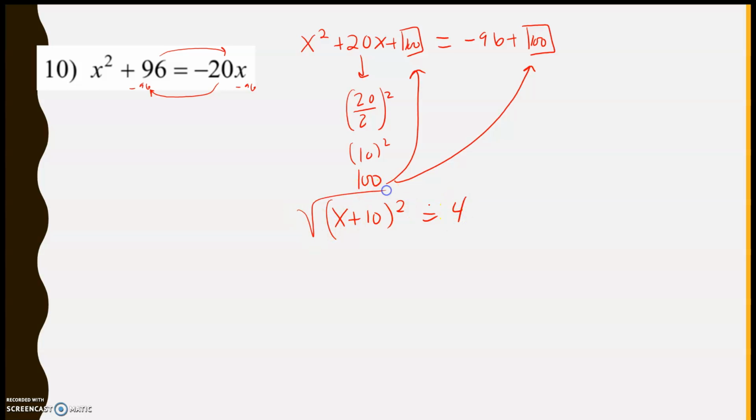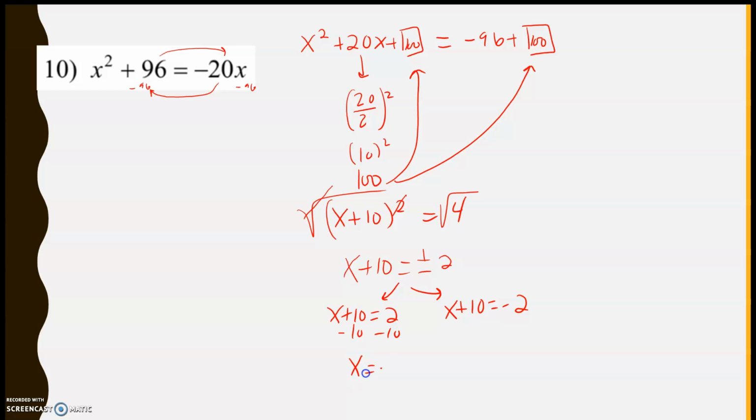Getting rid of my square, so square root both sides, square and square root cancel, I get x plus 10 is equal to positive or negative 2. So now my two separate equations: x plus 10 equals 2, and x plus 10 equals negative 2. Subtracting 10 from both sides, x is equal to negative 8. Subtracting 10 from both sides, x is equal to negative 12.